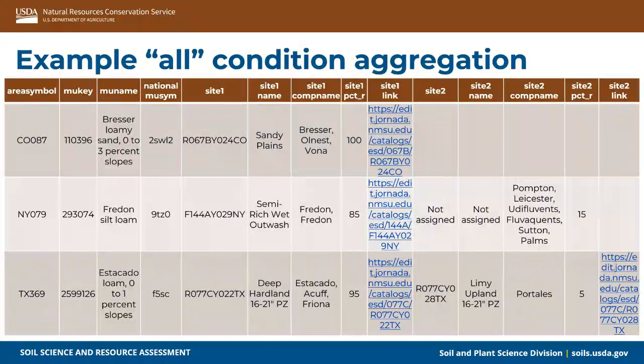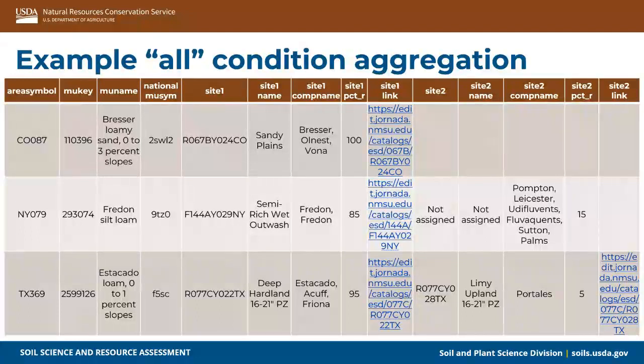So here we have 3 different map units that I selected at random, and I thought they illustrated some of the types of things that you see when you start running these types of all condition aggregations. So in the first case, we have the Bresser Loamy Sand map unit, where 100% of that map unit is assigned to the Sandy Plains ecological site. And that includes the dominant and major named component Bresser, but it also includes 2 other components, Old Nest and Bona. And so in this case, this is a pretty straightforward application of dominant condition, where dominant condition is actually the entire map unit.